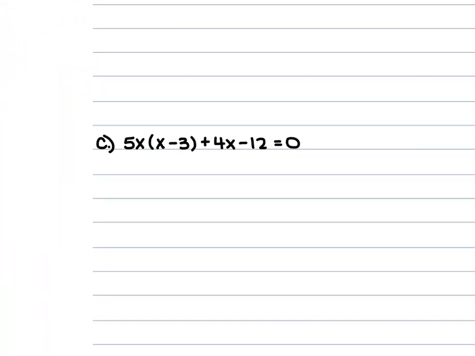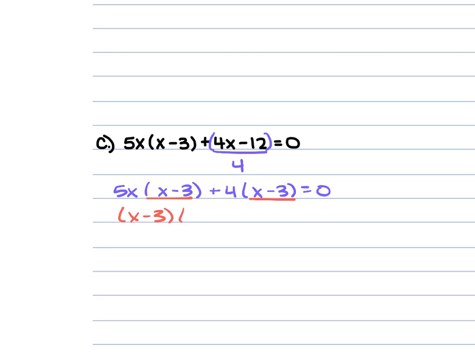For C, we have 5x times x minus 3 plus 4x minus 12 is equal to 0. That 4x minus 12, if it was in parentheses, we can factor out a 4. So this is going to be rewritten as 5x times x minus 3 plus 4 times x minus 3 is equal to 0. Our two parentheses are the same, so we're going to rewrite one of them. And then we're going to form another with the 5x and the plus 4.